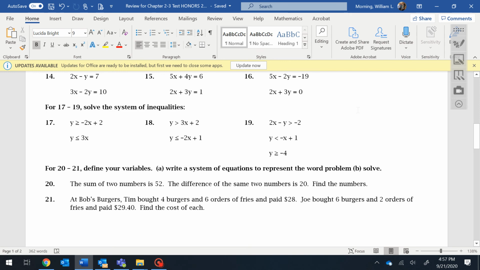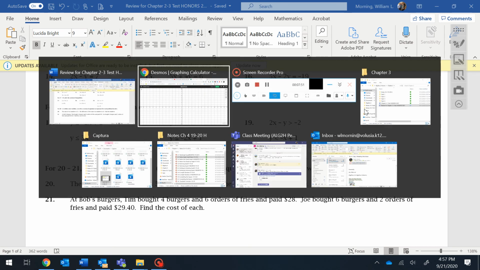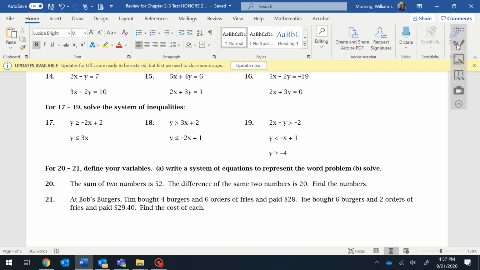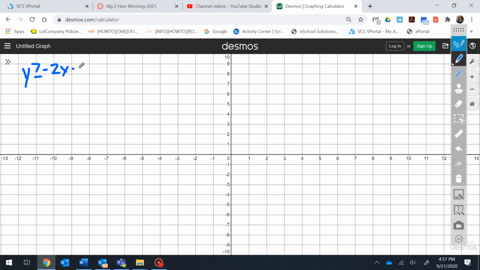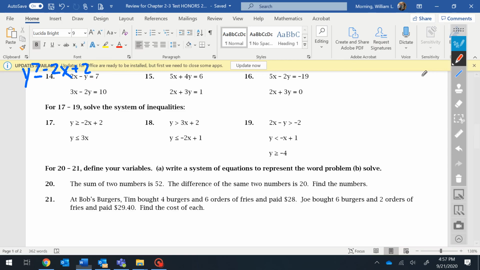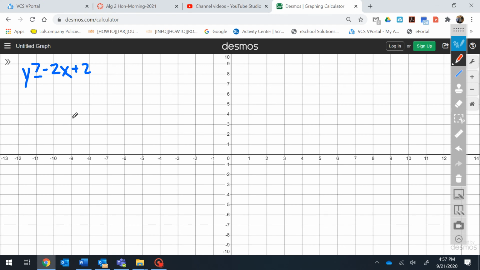All right. Number 17, solve the system of inequalities. Y is greater than or equal to negative 2x plus 2 is our first equation. And our second equation, y is less than or equal to 3x. Okay, so the only difference between this one and the one we were doing before is this one we have some shading to do. So these are already both in slope-intercept form.